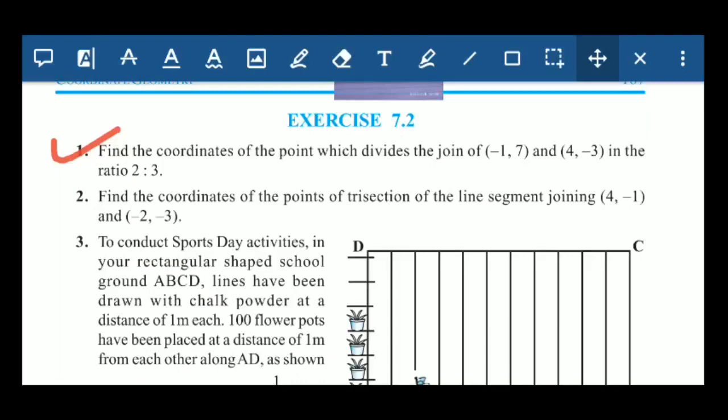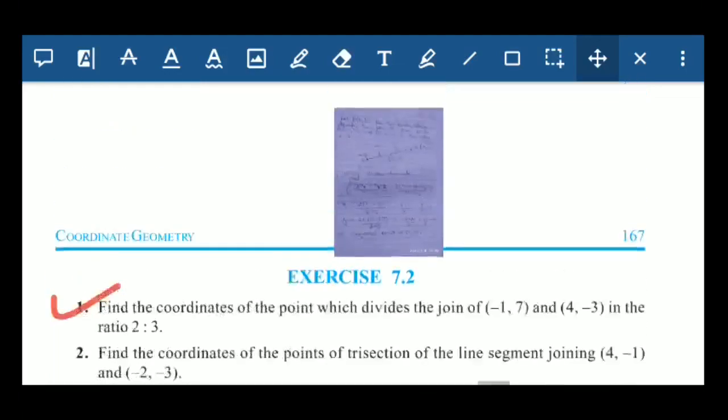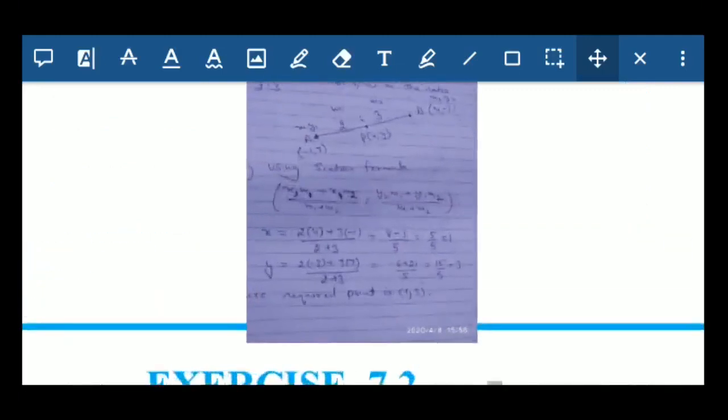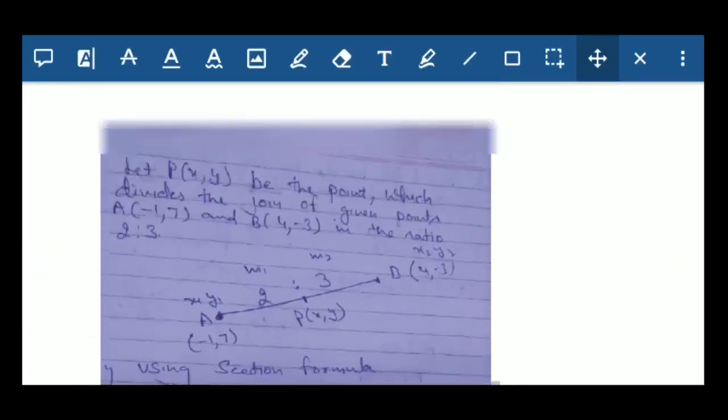Now I am going to start exercise 7.2 and see the very first question. In the very first question, we will find the coordinates of the point which divides a line segment whose points are given. The first point is (-1, 7) and the other point is (4, -3), in the ratio 2:3. Now you can see the solution of this question.